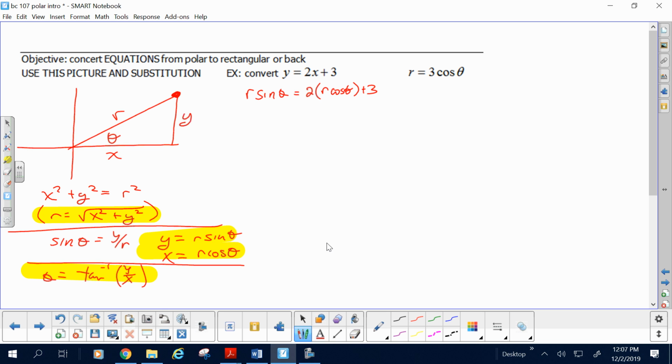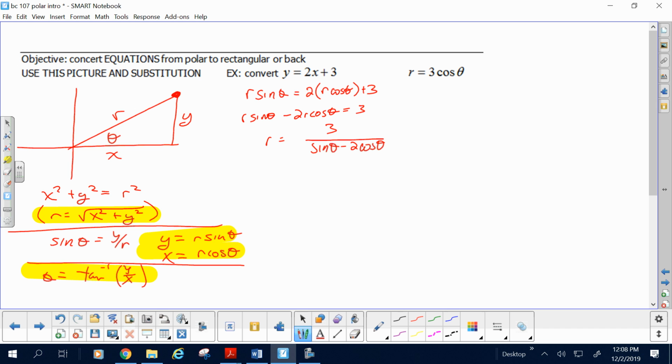It's more common that you solve this for r. How would you solve this for r? Move the cosine over. I'm with you. And then factor and divide. So you would say that the equivalent form of this is r equals 3 over sine theta minus 2 cosine theta. Okay? All right.